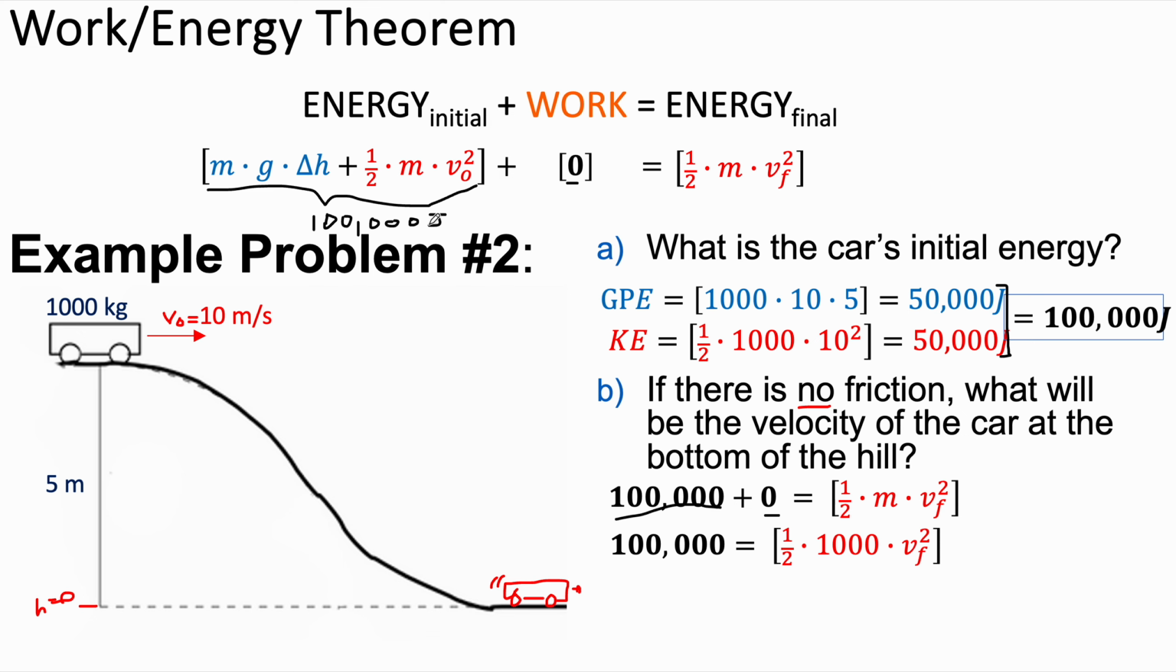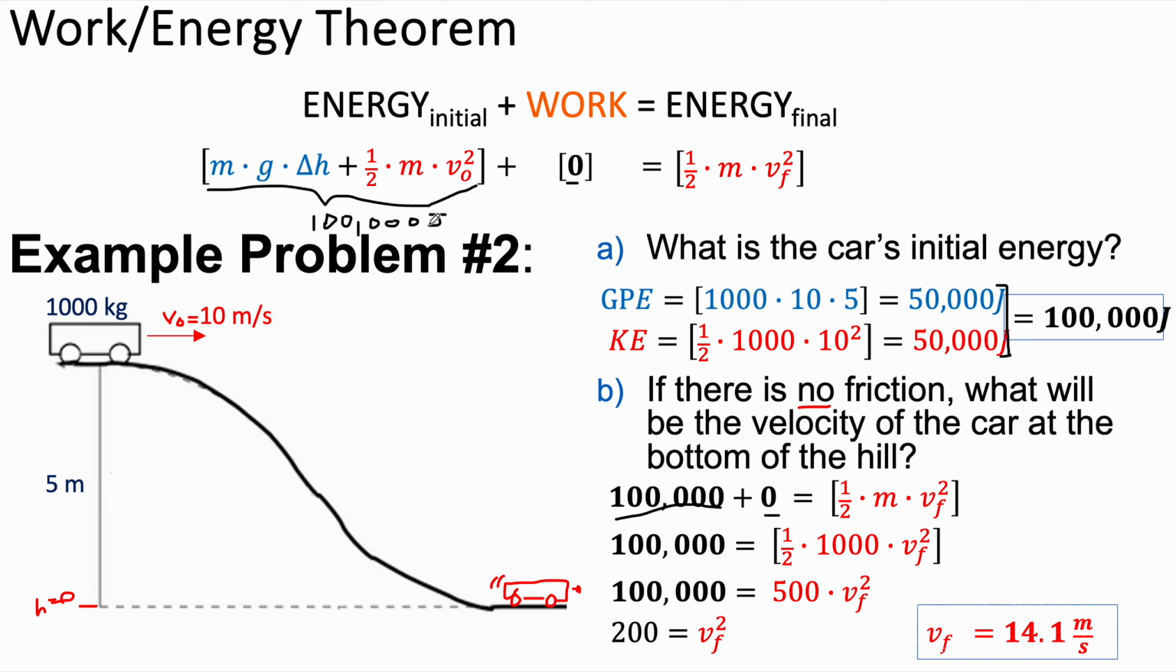Plugging in our numbers, you'll discover that we get 500. Dividing both sides by 500, we end up with 200 is equal to v final squared. Taking the square root of both sides, our final velocity at the bottom is larger than before. Not by 10, though, it's interesting, but just an additional 4.1 meters per second for a total velocity of about 14.1.